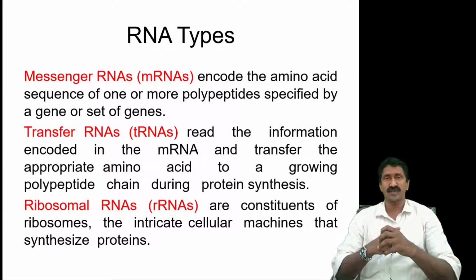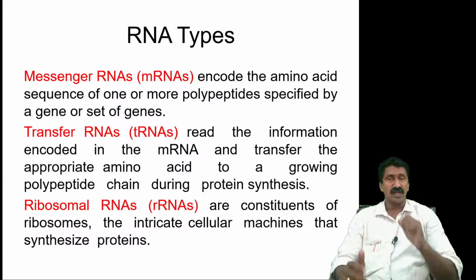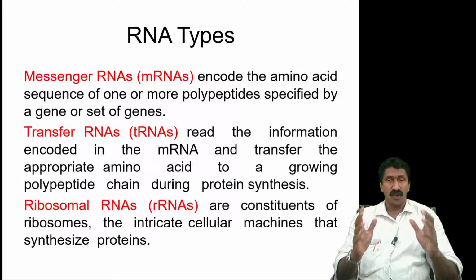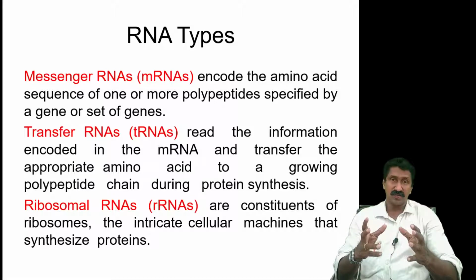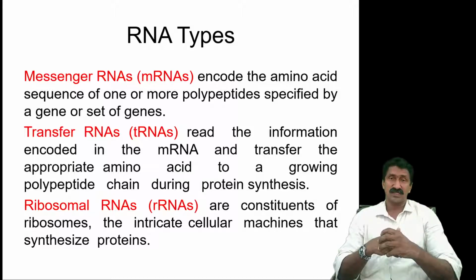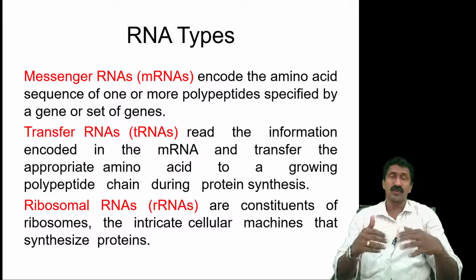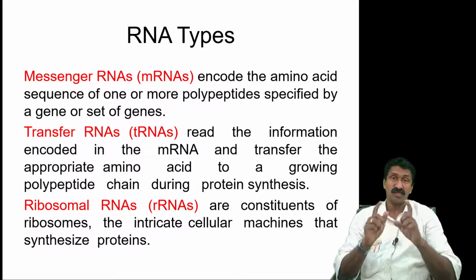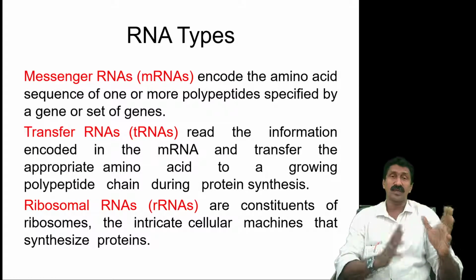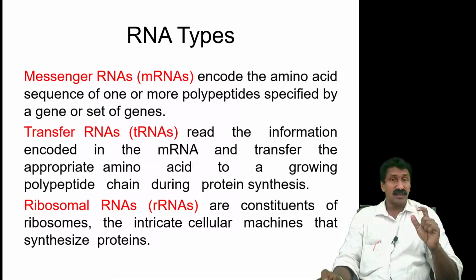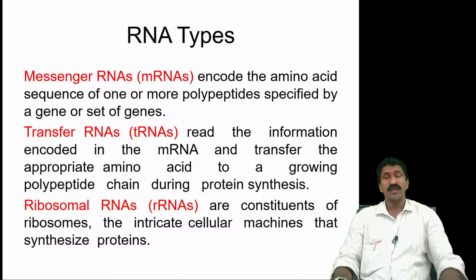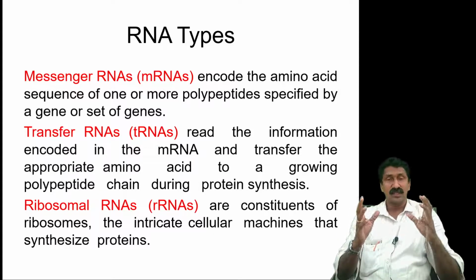When we come to the different types of RNAs, we have messenger RNAs, known as mRNAs. mRNAs encode the amino acid sequence of one or more polypeptides specified by the gene or the set of genes. So these mRNAs encode the sequence of amino acids incorporated in the polypeptides that are synthesized. The messenger RNAs carry the message for polypeptide synthesis. Then transfer RNA, or tRNA, reads the information encoded in the mRNA and transfers the appropriate amino acid into the growing polypeptide chain during protein synthesis.